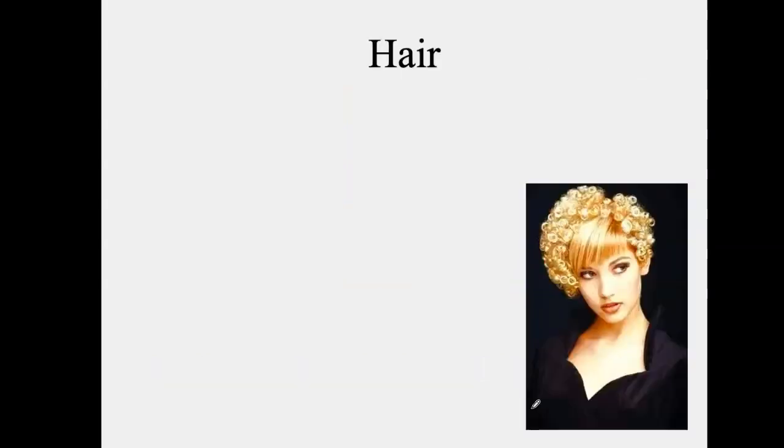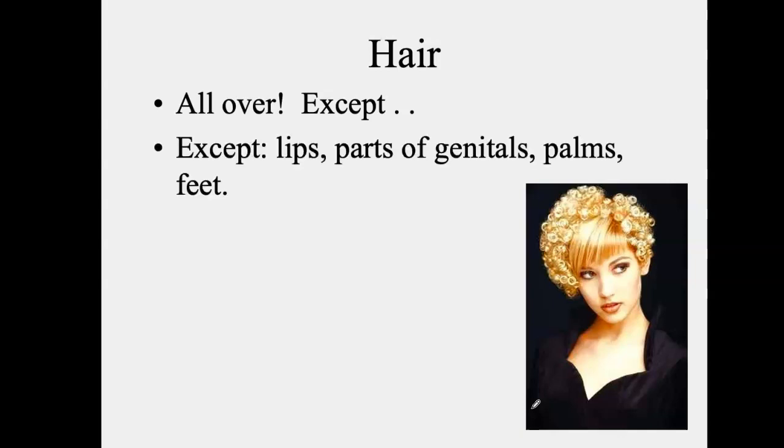Okay, so we're done with the skin part of the integumentary system, but that's not the only thing integumentary has. It also has hair and nails. We're not going to talk about nails, but we will talk a little bit about hair. You have hair all over, except on your lips, parts of your genitals, your palms, and your feet. Those do not grow hair.